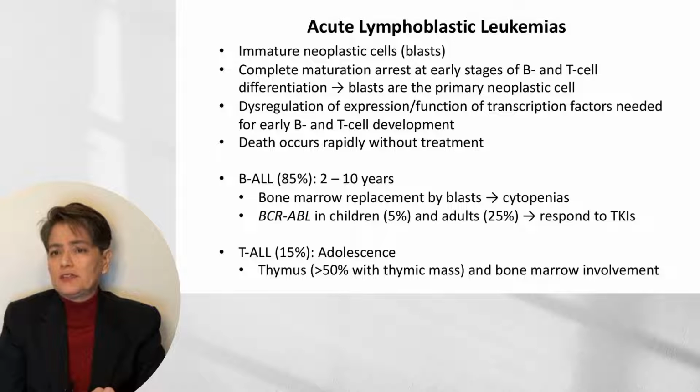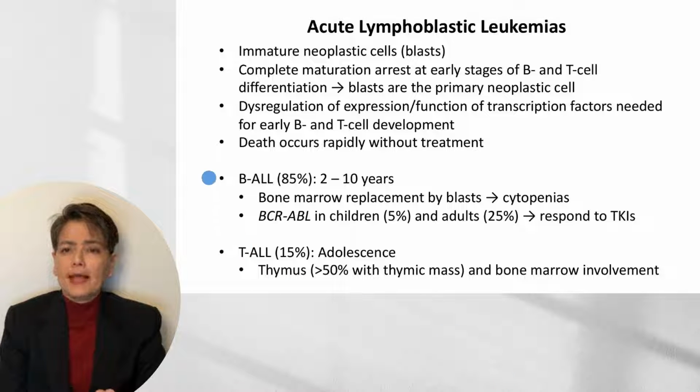The lesions that we see, the genetic aberrations, tend to result in dysregulation of expression or function of transcription factors that are needed for early B and T cell development. I'll go over one of these in a moment. And without treatment, death will occur very rapidly. So almost all of these are going to be B cell lesions, so 85%. These are patients who typically present in the years of 2 to 10. And they will present with symptoms secondary to cytopenias due to this bone marrow replacement by blasts.